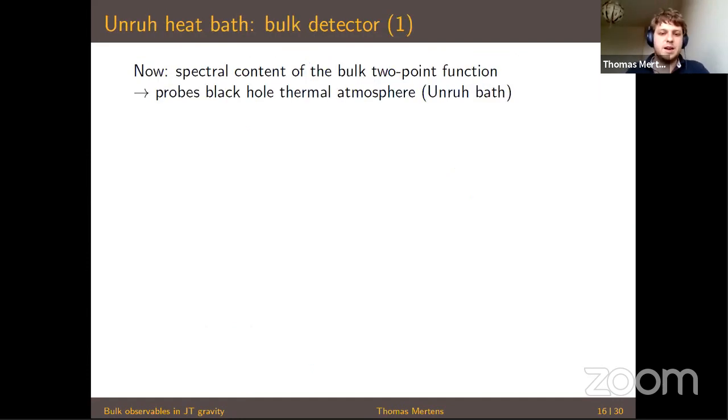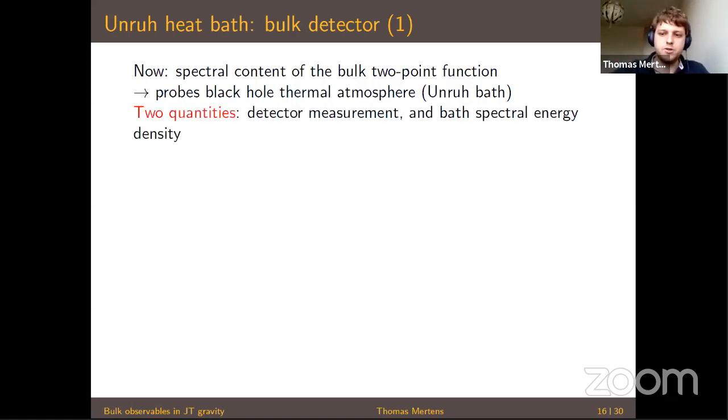Okay, so now that we have the bulk 2-point function, in the second part of my talk, I want to analyze the spectral content of this bulk 2-point function, because this probes the black hole thermal atmosphere, and in particular, this is what leads to Unruh bath physics. So I'll briefly talk about two quantities. The first is a detector measurement, an Unruh DeWitt detector measurement, and the second is the bath spectral energy density.